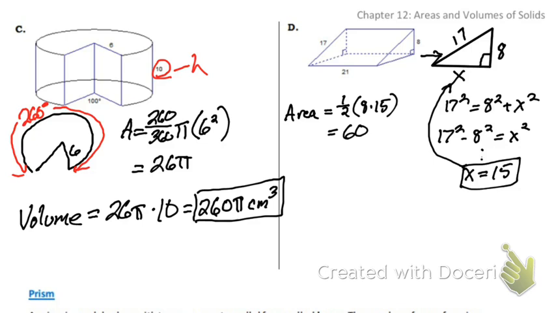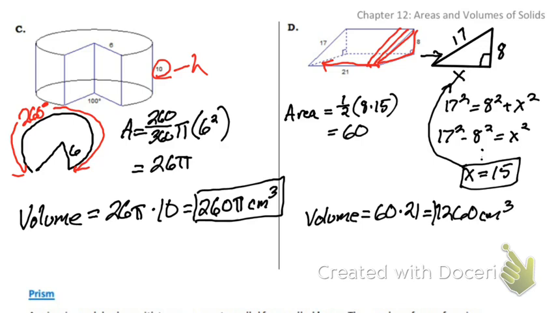So to get our volume, let's come down here. Our volume is just the area of our base, which happens to be 60, and we're going to multiply it by our height, which is actually that 21. Since my triangle is my base, my height must be going that direction. So it has to be that 21 and not that 8. So once again, it's the area of that triangle times the height, and that's the direction I'd keep stacking it. So we have 60 times 21, which is going to equal 1260 centimeters cubed.